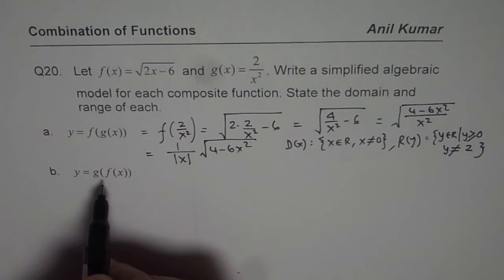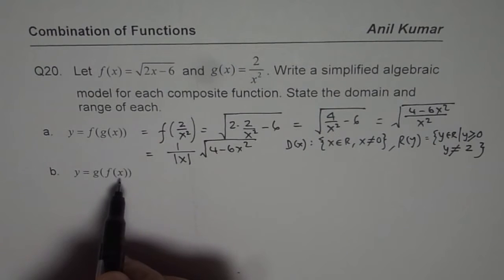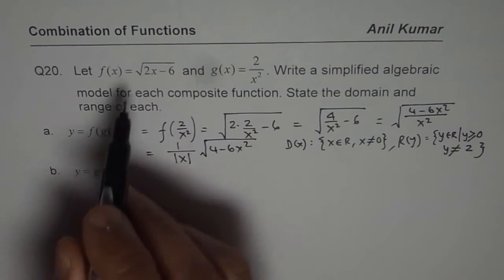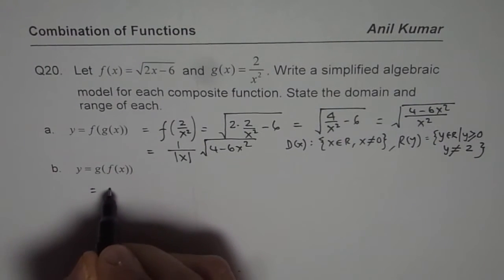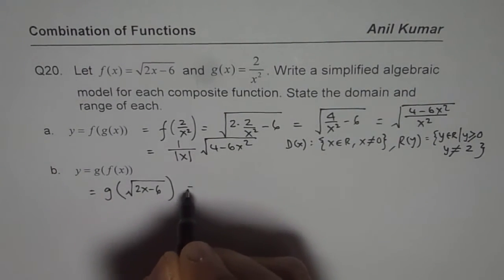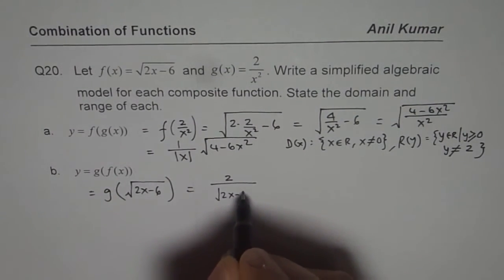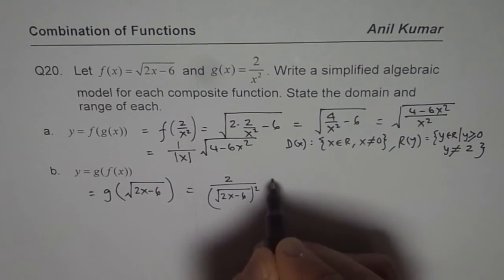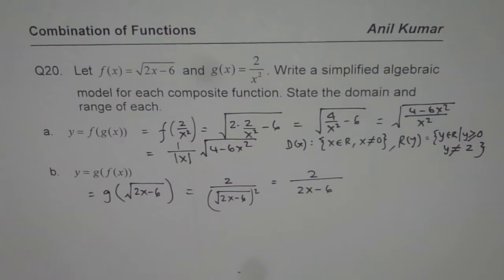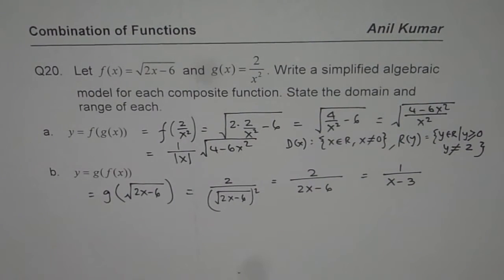Now let's look into the second function, which is y equals g of f of x, right? In this particular case, we'll start with the inside function, which is the square root function. So we can write this as g of square root of 2x minus 6. That is equal to, g is 2 over x squared, so it is 2 over square root of 2x minus 6 whole squared, which gives us 2 over 2x minus 6. Is that okay? So that becomes your function. You can take 2 common, so it is 1 over x minus 3. So that is the function.